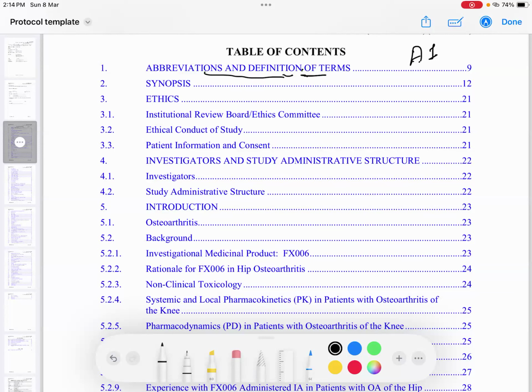The synopsis will be there, and ethics. No matter which team you are on, suppose you joined as a CRA or you have joined as a trial master file associate, it is expected that you should know some of the protocol. Just read the synopsis. If you can't read the whole protocol, read the synopsis, right? And the ethics section mostly stays the same. Institutional review board or committee structures change, but mostly their language stays the same.